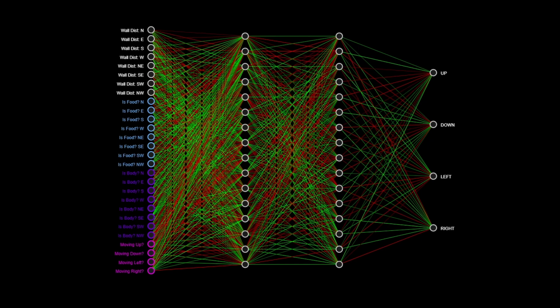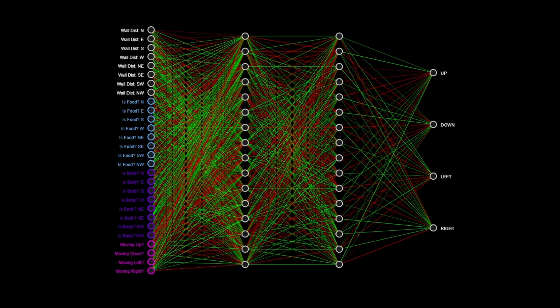Each of these sensors will be individual inputs for the neural network, with an additional 4 inputs telling the Snake what direction it's currently moving in. I've coloured these inputs pink, and they are 1 hot encoded. If you don't know what 1 hot means, it just means that only one of these 4 inputs will ever be active at once. So if the Snake is moving right, only the moving right neuron will be active, and the other 3 will be inactive.